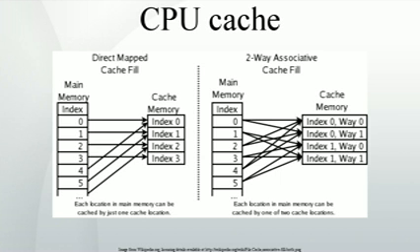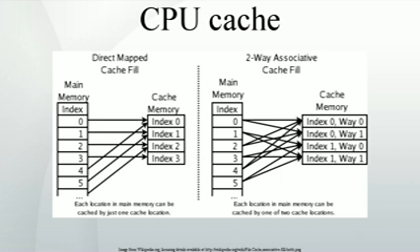Cache entries. Data is transferred between memory and cache in blocks of fixed size, called cache lines. When a cache line is copied from memory into the cache, a cache entry is created. The cache entry will include the copied data as well as the requested memory location, now called a tag.